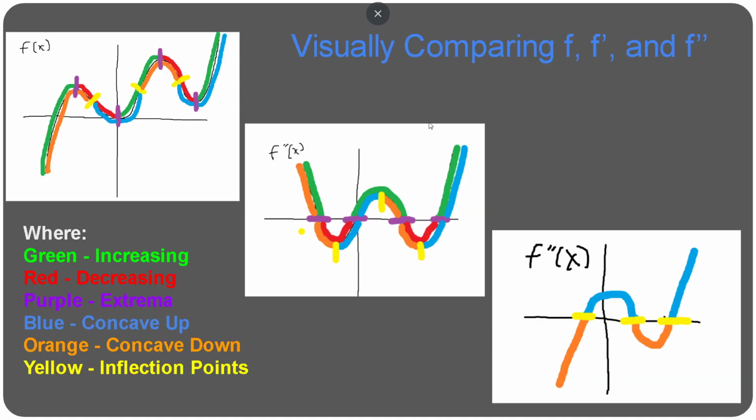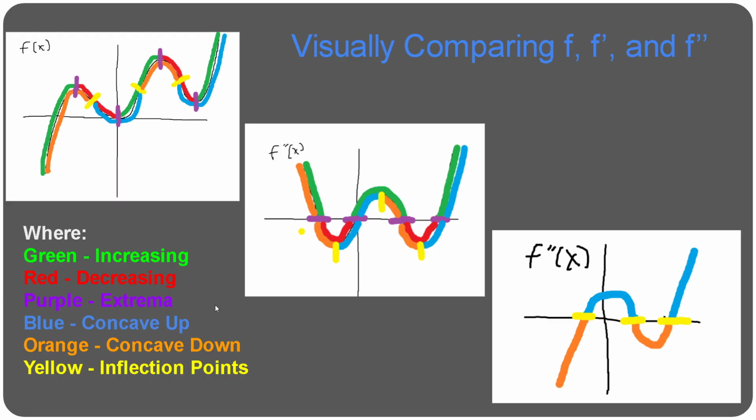If it's visually helpful for you, here's a visual comparison between f, f prime, and f double prime. I drew this in Microsoft Paint, so that's why it looks really bad. Here's the key down here, and you can see, let's take a look at some sections. So, green is increasing on the original function. It's where the function slope is positive, and then that's what the first derivative shows us.